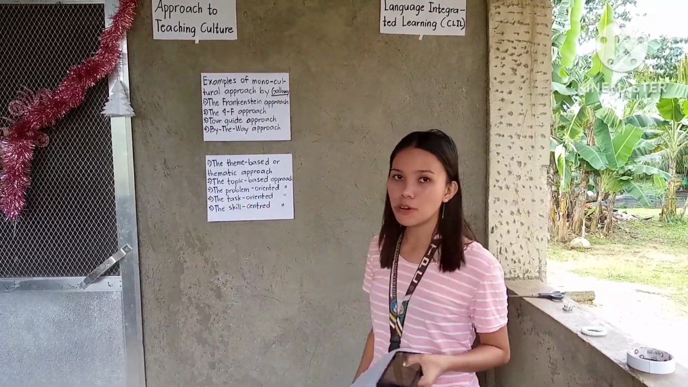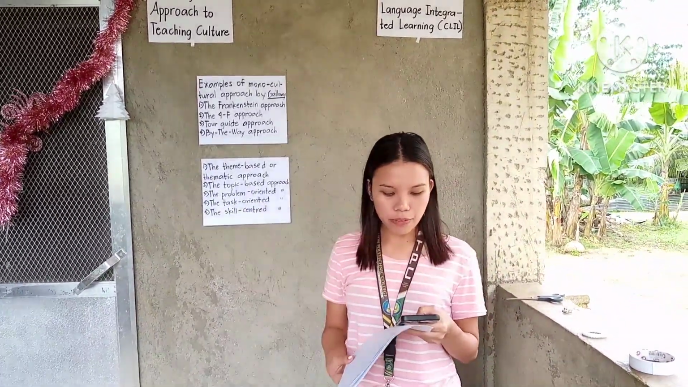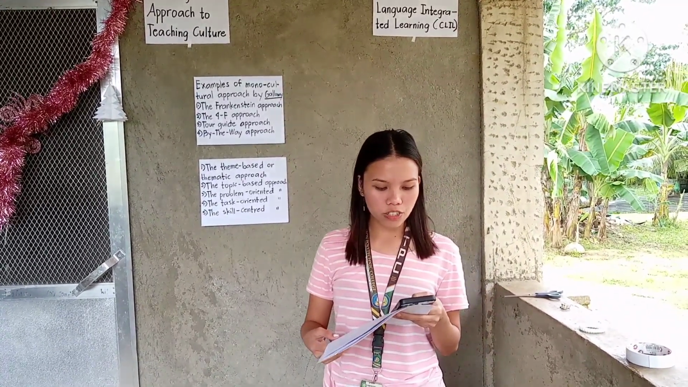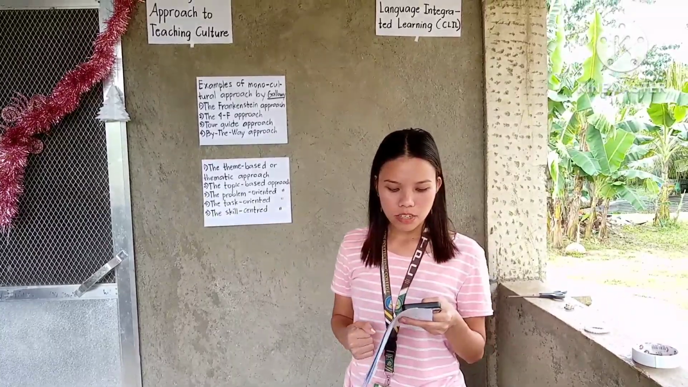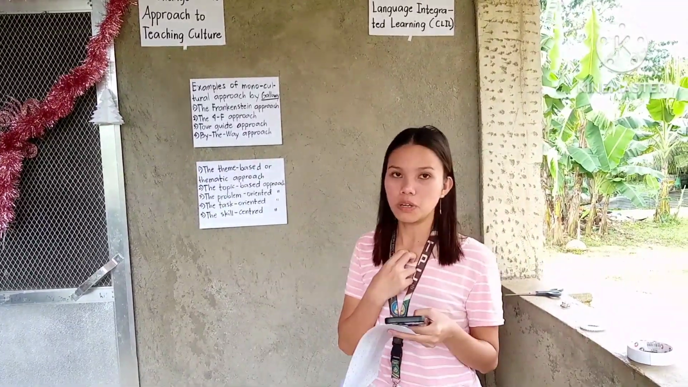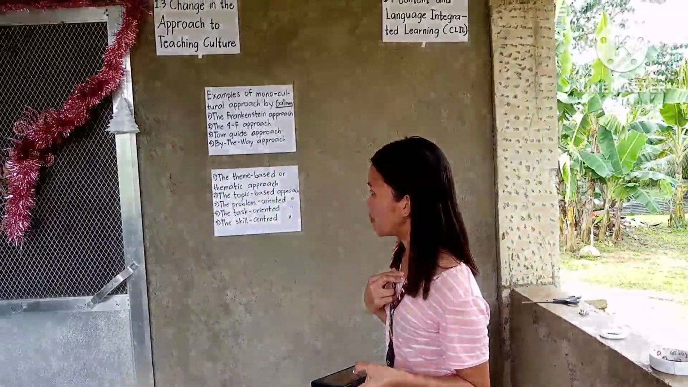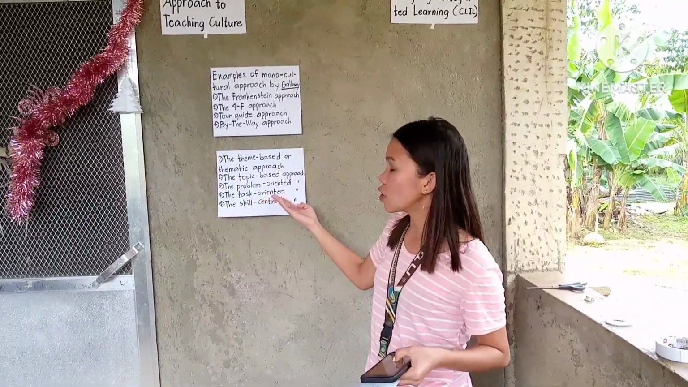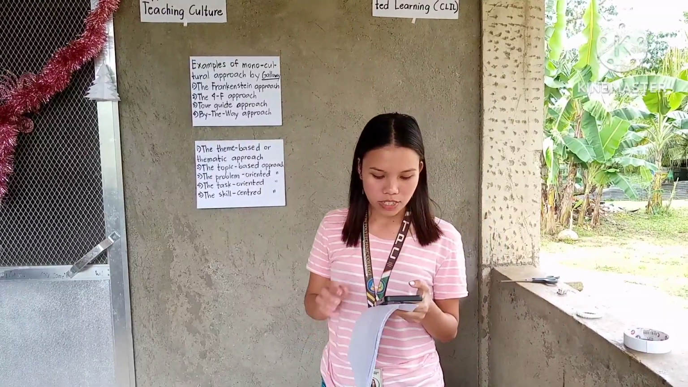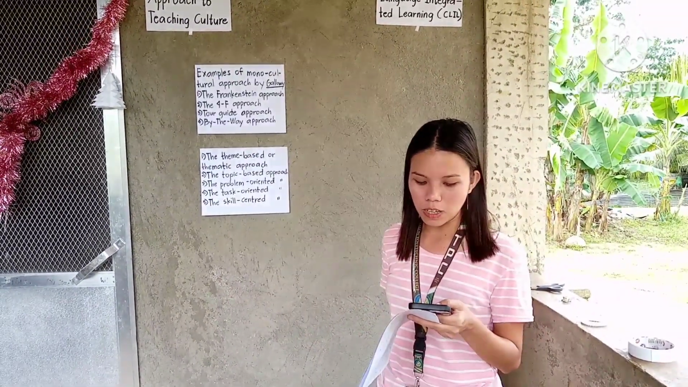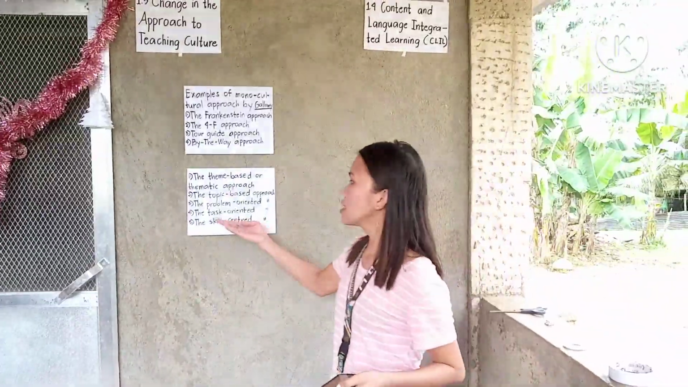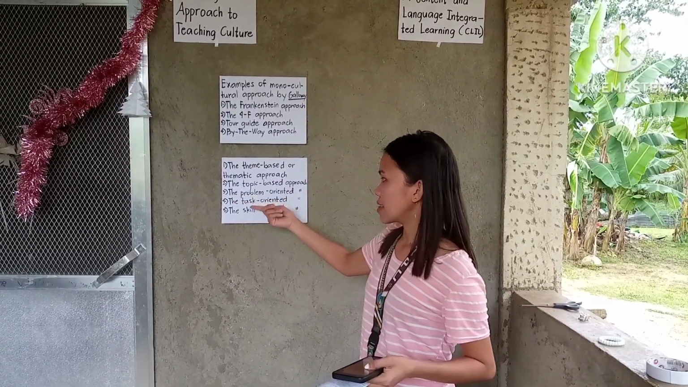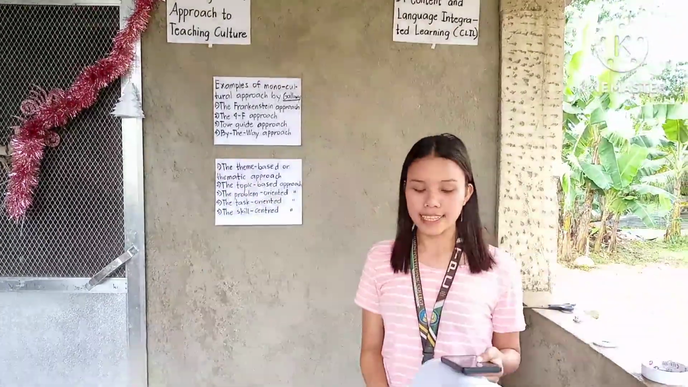Next is the problem-oriented approach. Problem-oriented aims at getting learners interested in the other culture and encourages them to do some research on their own. So, next is the task-oriented approach. Task-oriented approach is also based on the learner's own research. It is just like the problem-oriented approach.